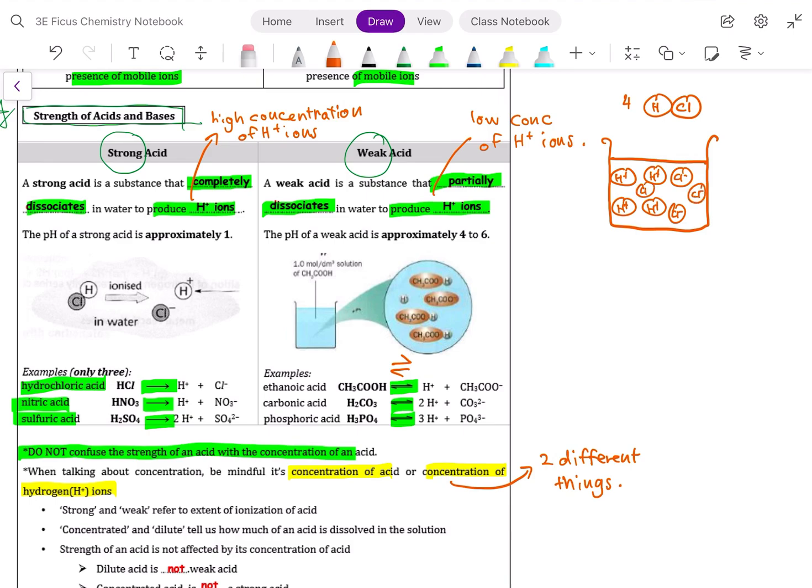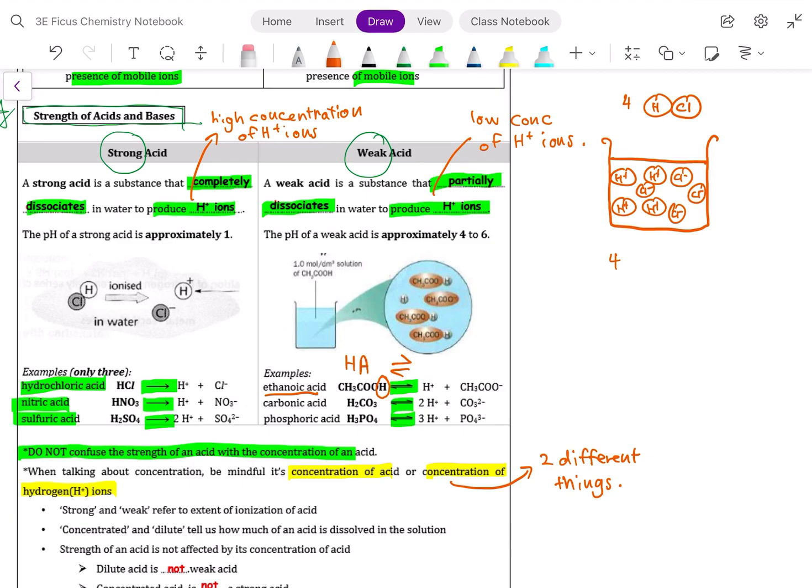Alright, all 4 break down into the ions. But if you were to break ethanoic acid, this is actually the main acid that you find inside vinegar, not 100% acid. Ethanoic acid's formula is very long, CH3COOH. You'll learn more about it next year in organic chemistry, but for now I shall just simplify it to HA.